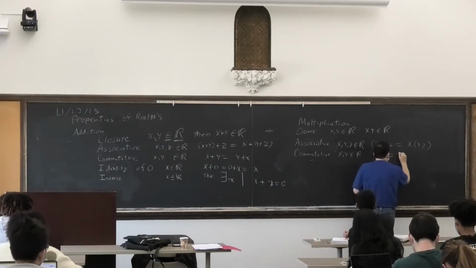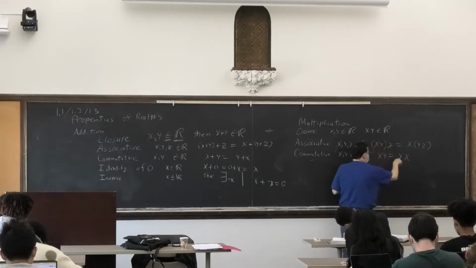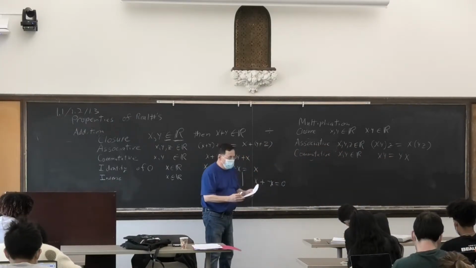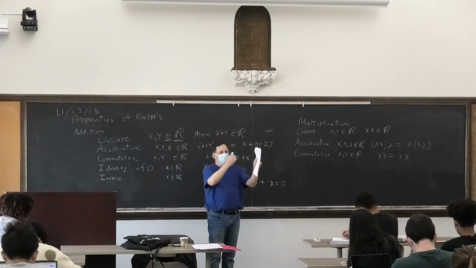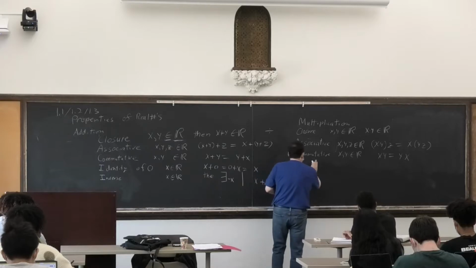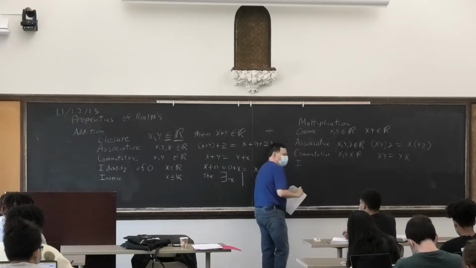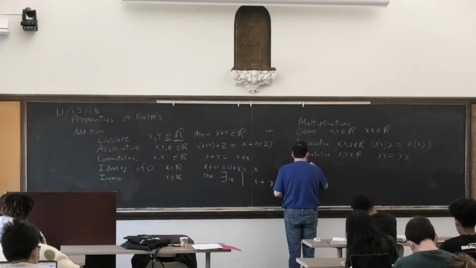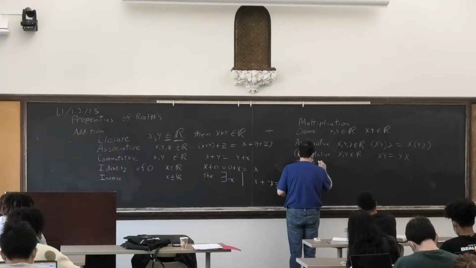xy equals yx. And this is a property that matrices don't have. You can't multiply them, they don't always commute. Okay, I know this is really too simple to be asking, what is the identity for multiplication?